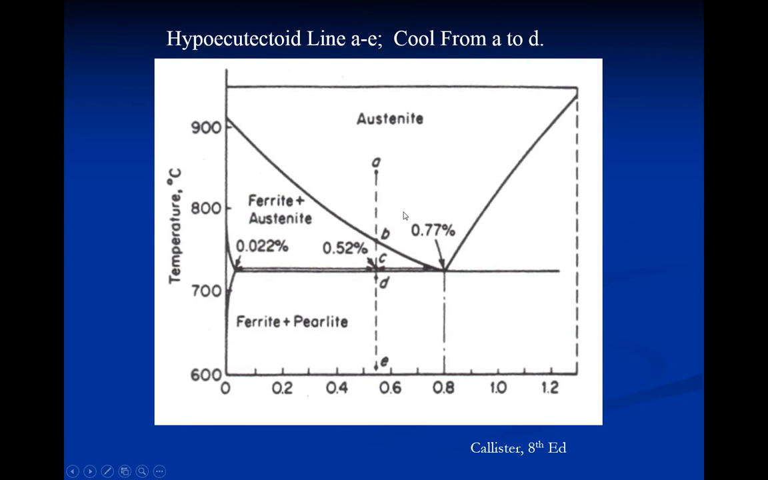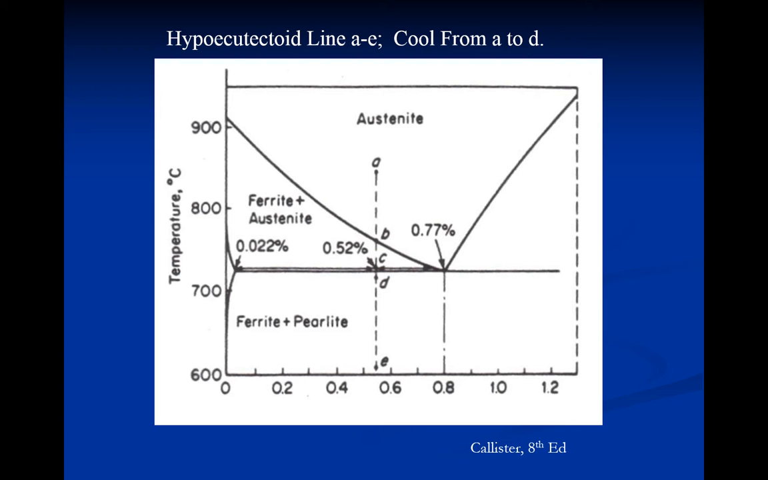Now, let's look at a sample. We'll start at this composition. It's about 0.55% carbon. Actually, I guess it says 0.52. And we're going to start out at point A. So it's hot enough that the sample of material exists as a pure austenite state. The austenite has the solubility to dissolve all that carbon, and so at point A we have a single phase gamma iron.